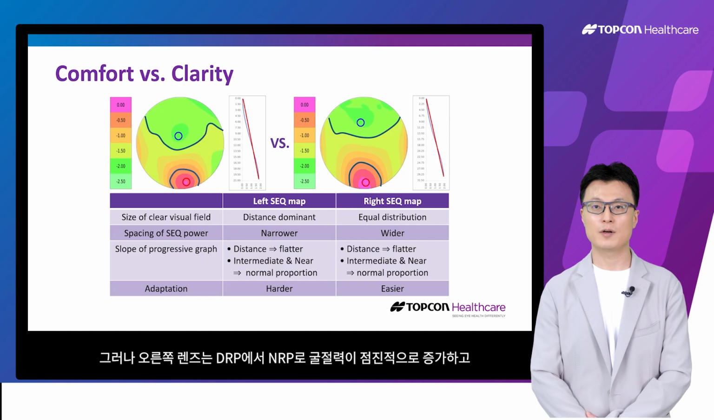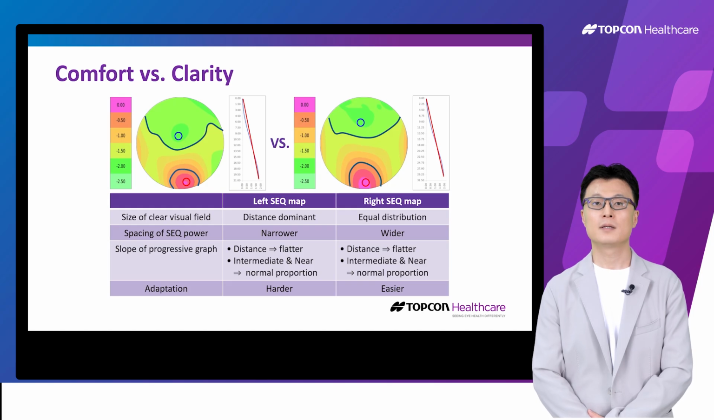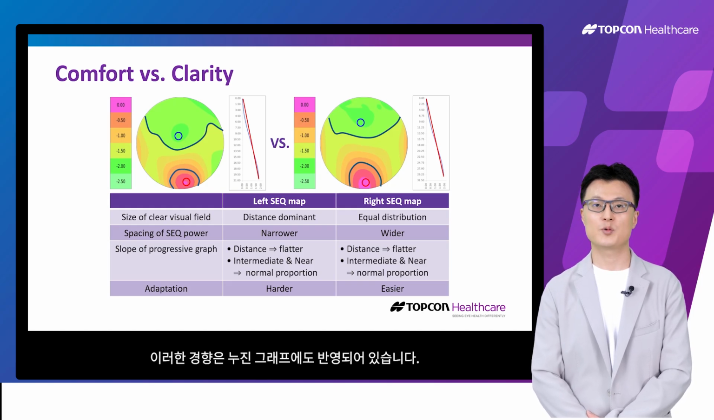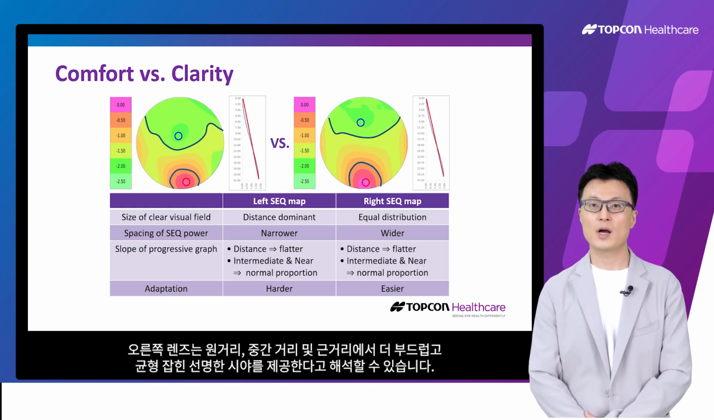The right lens, however, has a gradual increase in power from DRP to NRP, and the color change happens slowly as well, which helps reduce eye fatigue and offers a more natural transition between focal points. This trend is also reflected in the progressive graph. So, to sum it up, the left lens excels at providing clear and comfortable vision at distance, while the right lens provides a smoother and more balanced clear vision across far, intermediate, and near distances.